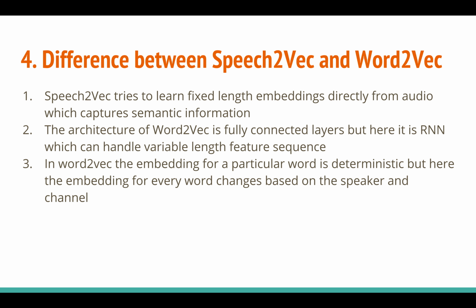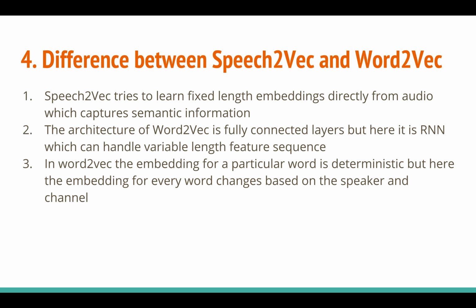And the most important point is that in Word2Vec, the word embedding for every word will be fixed. What do you mean by that? If there is a word like tree, the embedding for that word will be fixed. So you can create a dictionary for all the words in your language. After you learn these word embeddings, you can keep them as a dictionary, where every word has a corresponding fixed length vector.